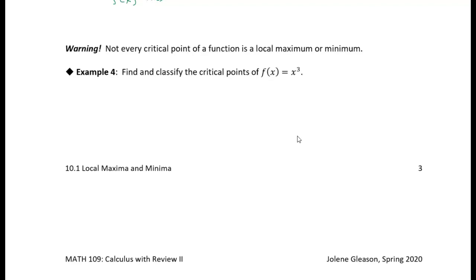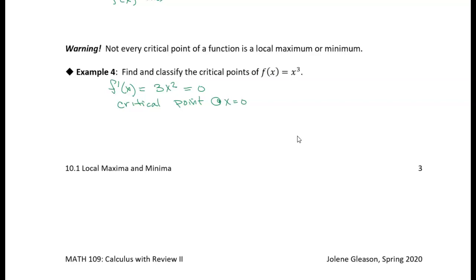So let's take a look quickly at this function f of x equals x cubed. The derivative of that function is equal to 3x squared, right? It's using the power rule. And if I set that equal to 0 to find the critical points, I just have one, right? We have a critical point at x equals 0.